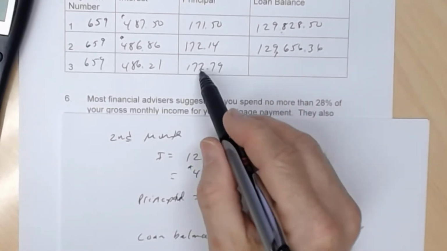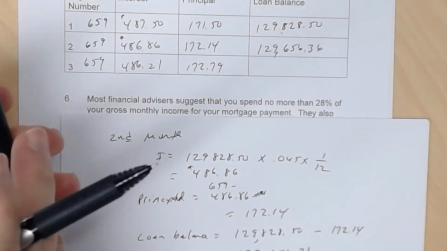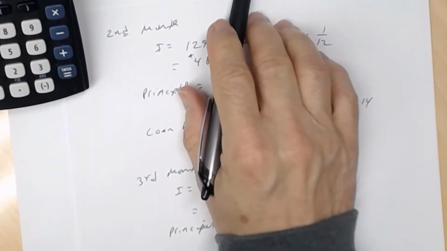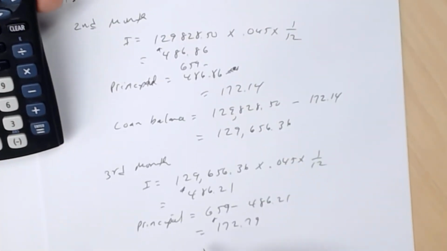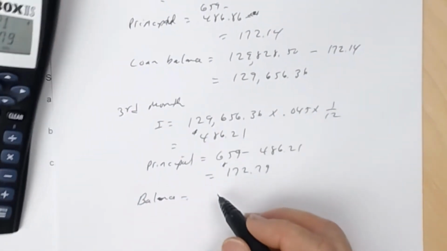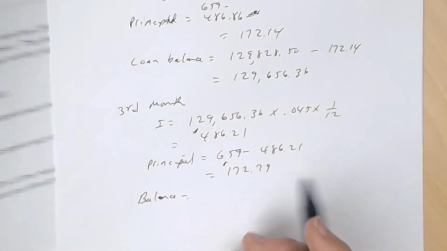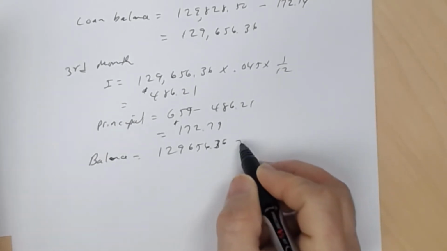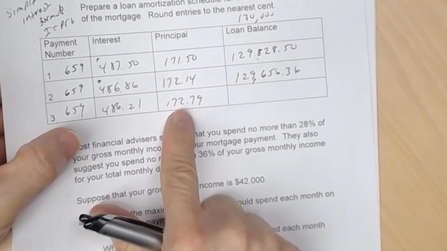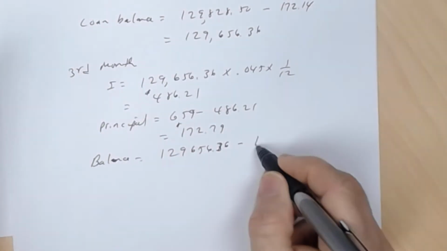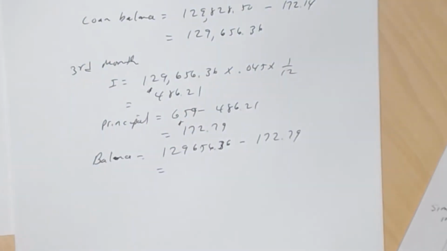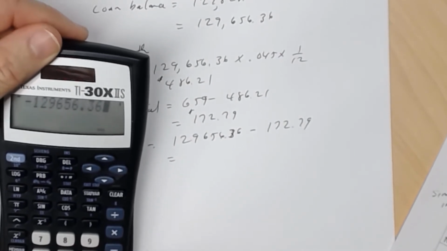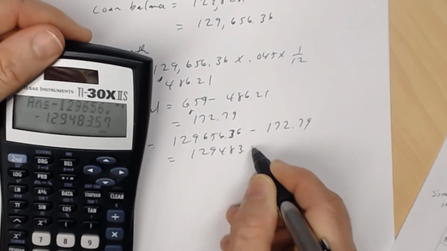And so what's my balance? So that's going to go towards my balance. So I'm going to owe now. So my balance will be this amount right here. Subtract this. So that's going to be, let me go ahead and take this off. So that's going to be 129,656.36. Subtract, remember this is the amount that goes towards the principal, towards the loan balance. So 172.79 equals, and let's see what that is. So 129,656.36 minus 172.79 equals 129,483.57. Is that what y'all got?